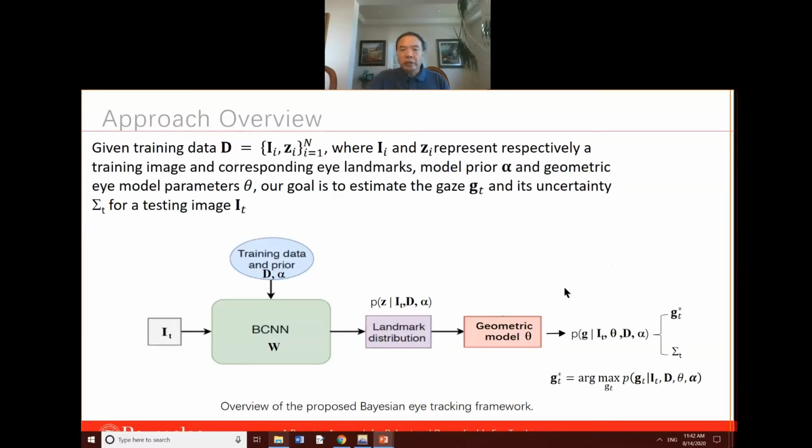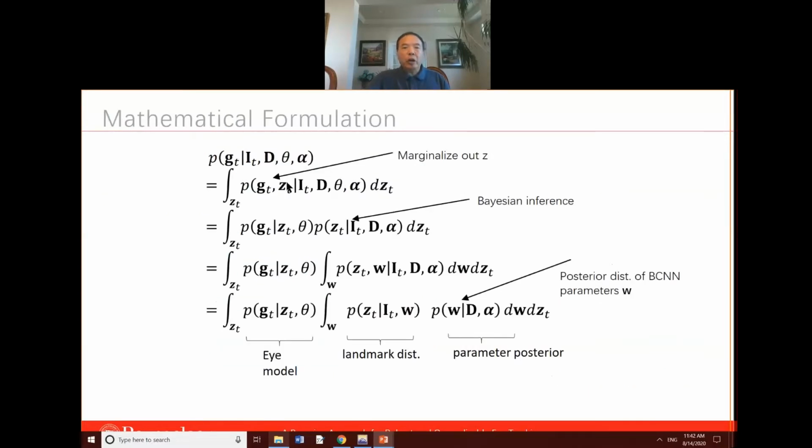As you can see, the key to our approach is to compute this probability. So now let me show you how to compute it. This is the probability of the gaze given the input image, given the training data, given the geometric model parameter theta, and given the hyperparameter alpha. It does not include landmarks, and it does not include the parameters of the Bayesian neural network. So that's why we said that we can perform gaze estimation without explicit landmark detection and without explicit model training.